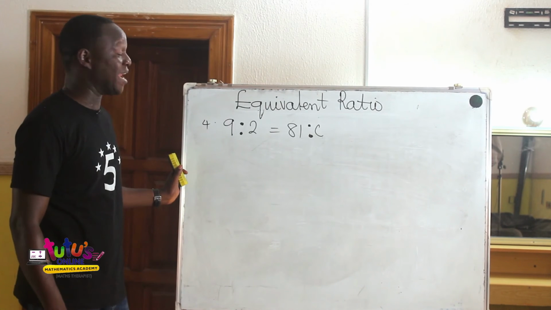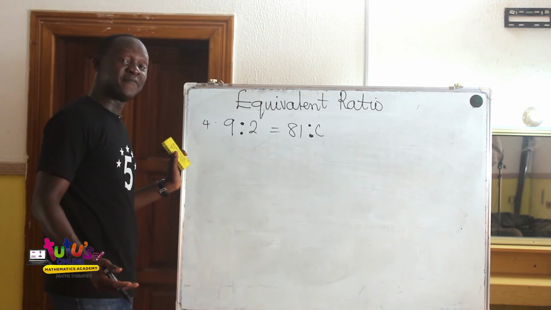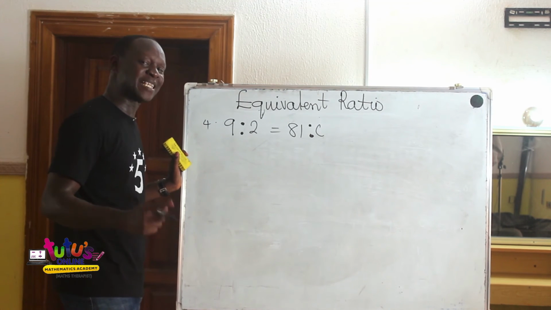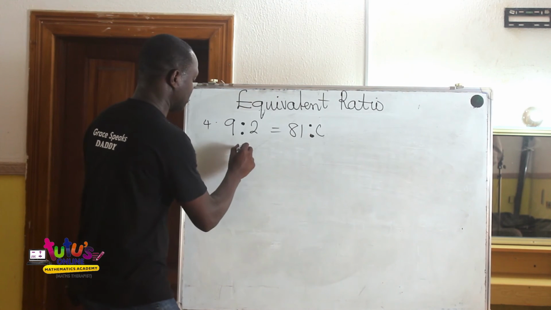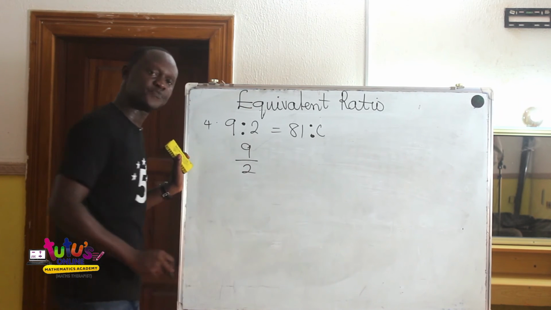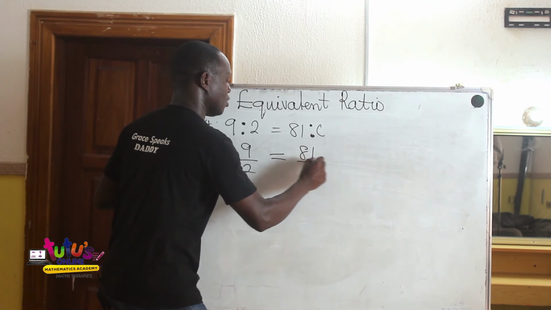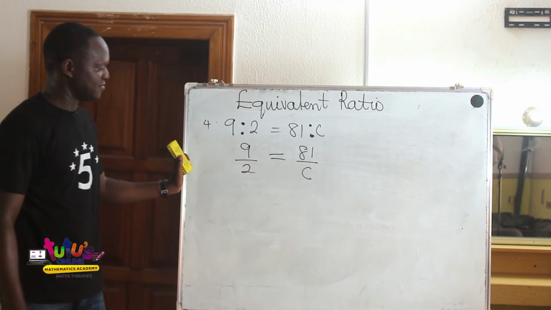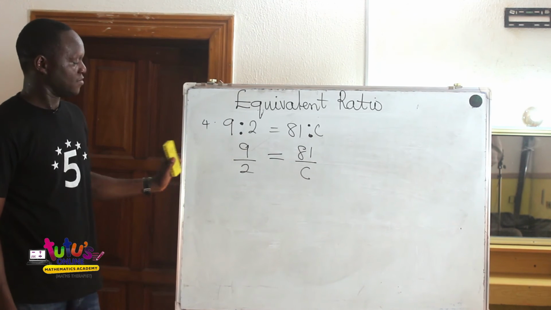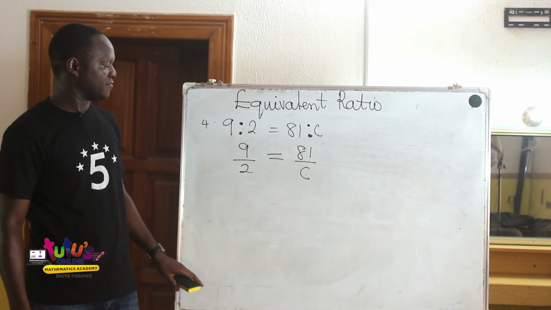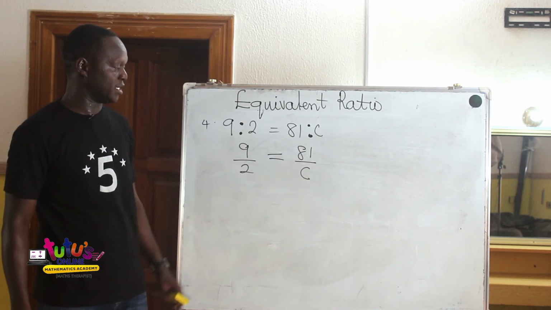Now this is example 4, our last example of equivalence ratio. What do you do when you have the denominator as the unknown? That's what we're taking as the example. So the first thing you do is what? Convert to a fraction, which is 9 over 2, equal to 81 over C. For short, look at these two numbers. They're the same, right? They're equivalent. Even this, they're equivalent, though we don't know what this is.